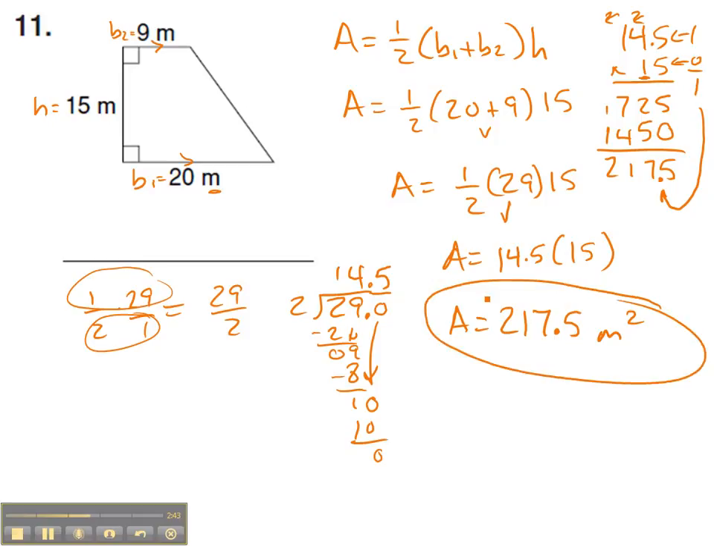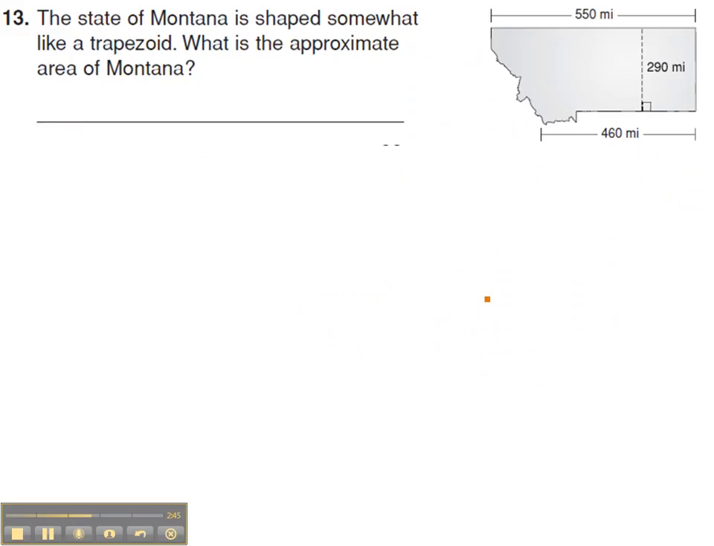Okay, next problem. Number 13. The state of Montana is shaped somewhat like a trapezoid. What is the approximate area of Montana? The parallel sides would be these two sides. So we could call this B1, we could call this B2, and the height equals 290.